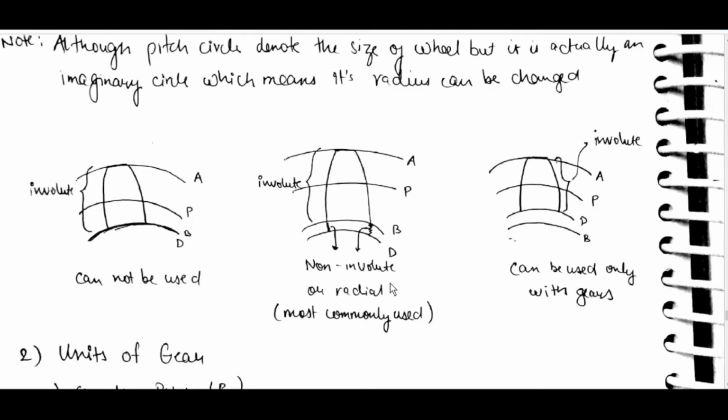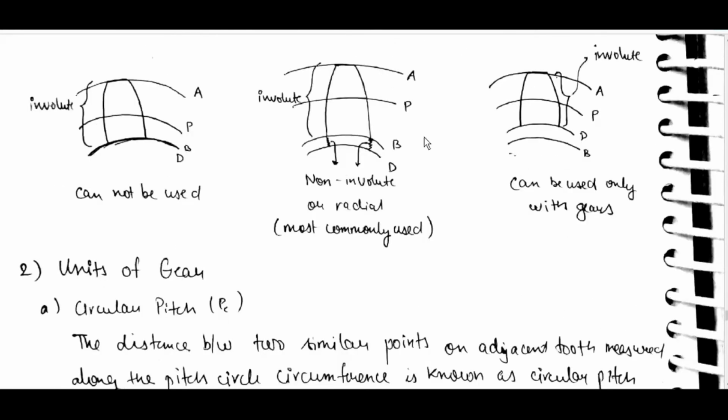Involute cannot be used in some cases. Non-involute or radial profiles are mostly used there. Involute can be used only for gears. Involute profile: pitch circle, dedendum, addendum, base circle. If the base circle and addendum are both the same, involute cannot be used.